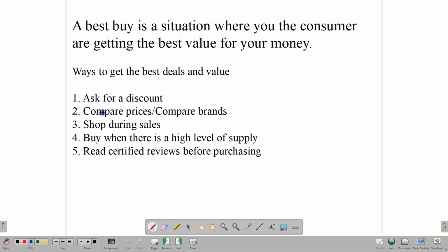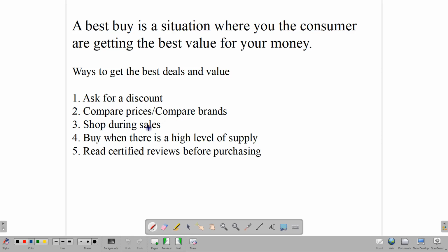Second one, you need to compare prices. You also need to compare brands. There are many brands that carry very similar products, but some brands are more prestigious than other brands. And because of that, you're going to be paying for that prestige. So it may be the very same product, very same ingredients, very same process, but because of the brands, you end up paying more for one than the other one. So you want to compare that when you're shopping to make sure that you get the best deal possible.